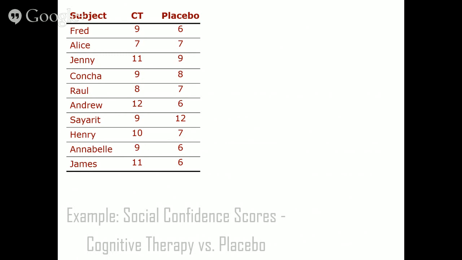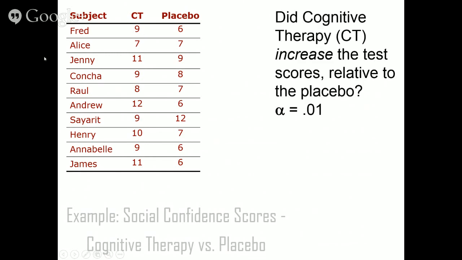So everybody has 2 scores now. They have a score for their cognitive therapy and a score for placebo. The scores are their social confidence scores, so higher is better. And it looks like there's more double-digit stuff over here in cognitive therapy, and it's the same numbers as before. So we're going to ask, did cognitive therapy increase the test scores relative to the placebo?